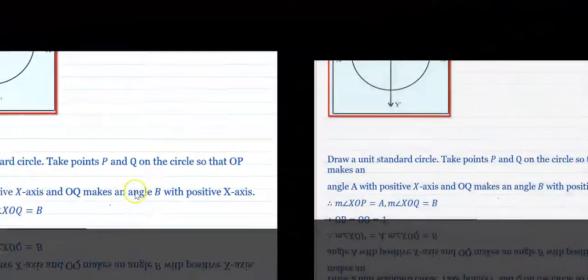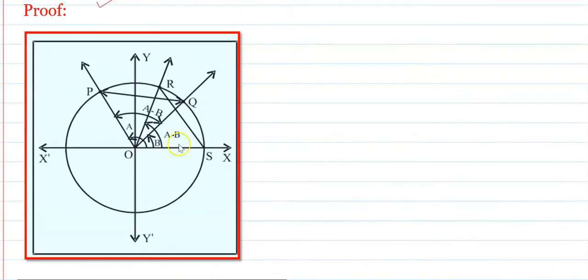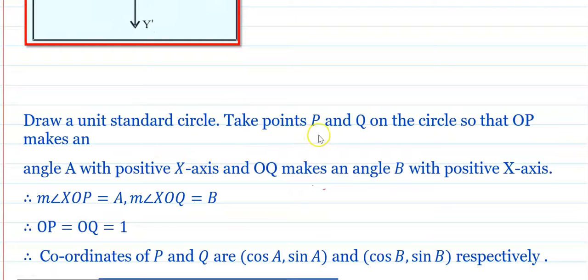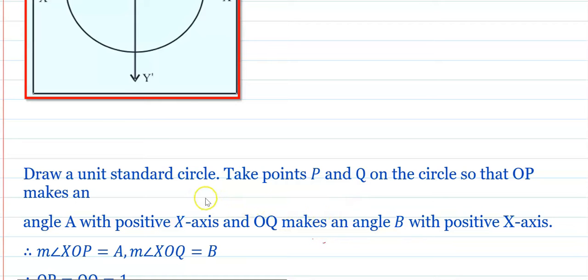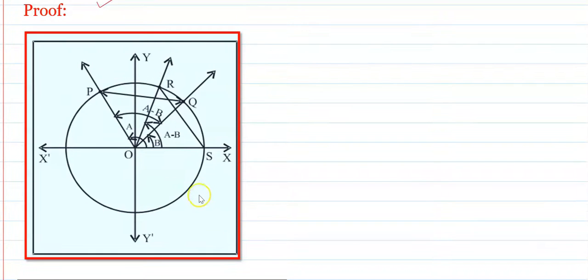What is the first step? Draw the standard unit circle. या ठिकाणी unit circle draw करायचा. Take the point P and Q on the circle so that OP makes an angle A in a positive direction of the x-axis and OQ makes an angle B in a positive direction of the x-axis. See this here. This is the x-axis and the y-axis. Draw the terminal OQ. It makes an angle B in a positive direction of the x-axis. Next, OP हा angle A करणार आहे in a positive direction of the x-axis.